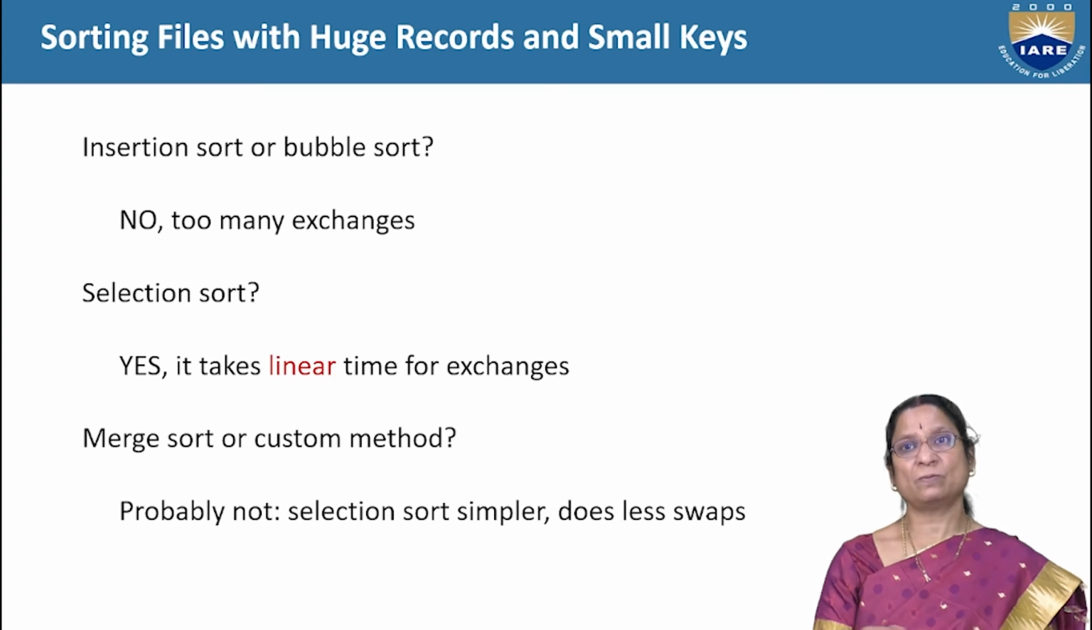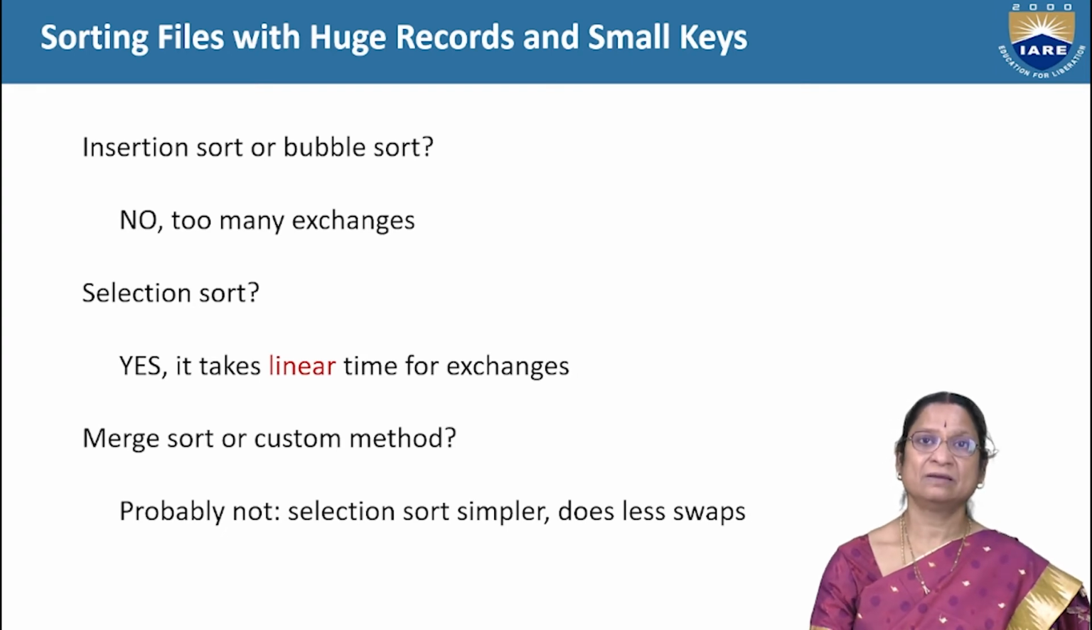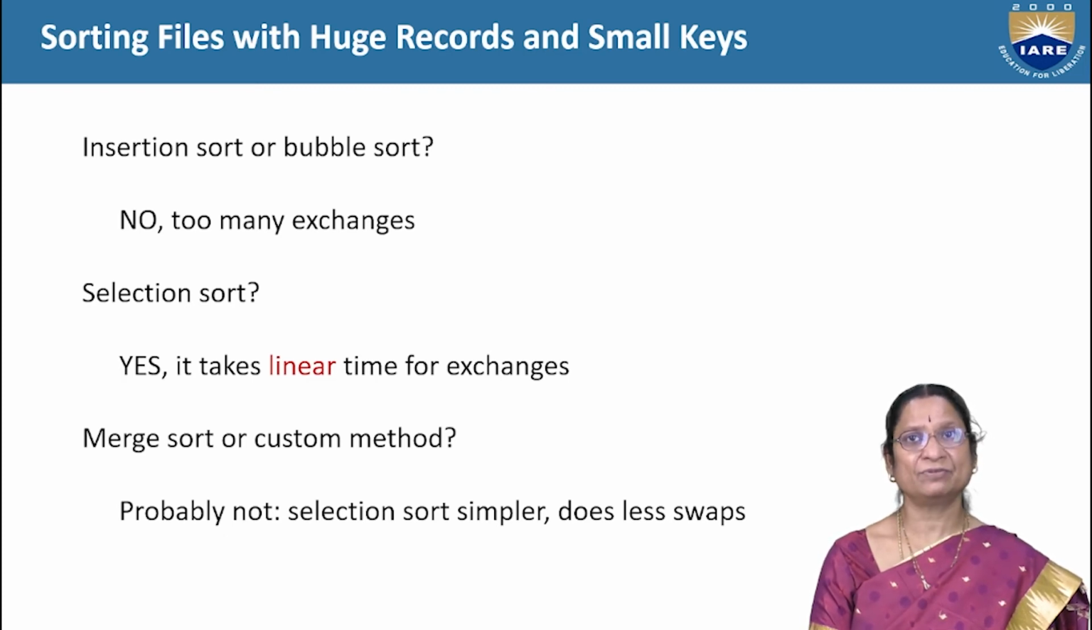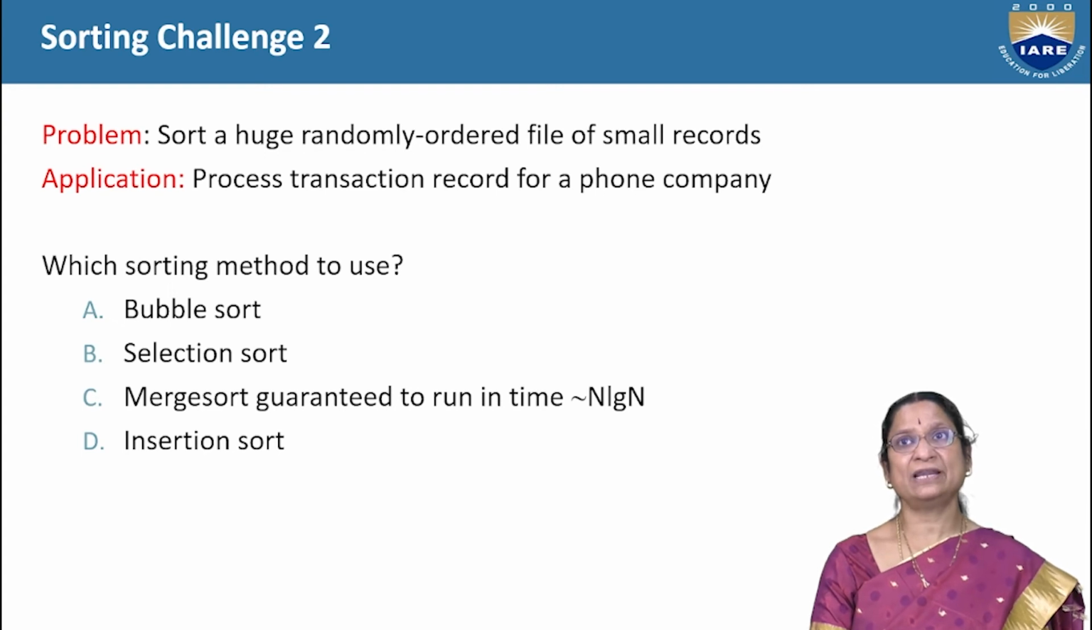Merge sort, probably not. Why? Because selection sort is simpler compared with merge sort. Selection sort takes fewer swappings compared with the merging process, because merge sort has to divide into sublists, sublists, sublists, and again we have to merge back. So it may take more time compared with the selection process. We'll consider one more example. A problem: sort a randomly ordered file of small records. Record size is small, but the number of records is large.